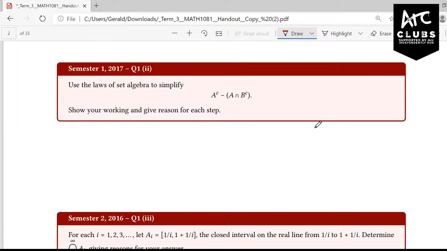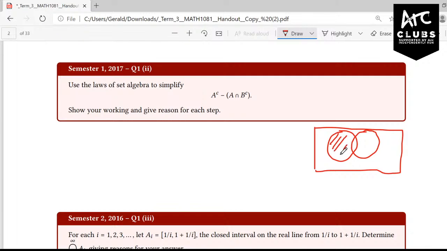So what does this look like? Well, let's just have a look at this. If I have 2 sets, A and B, I want to find the set difference between A complement and A and B complement. If we have A and B complement, it's the elements that are in A and not in B. So that means you have these elements here.